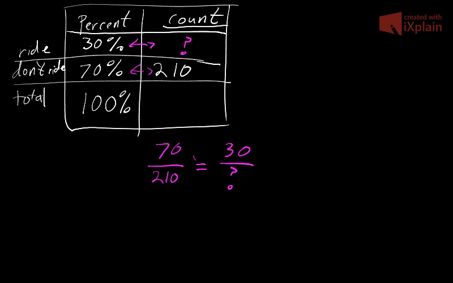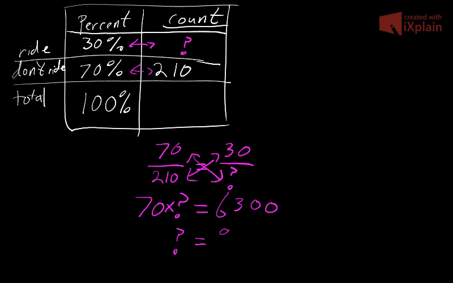I can do my cross multiplication here. I get that 70 times the number of kids that ride the bus, so that's times my question mark, is equal to 6,300. If I divide by 70, I can get that my question mark is going to be equal to, once again, 90 of the students that ride the bus.